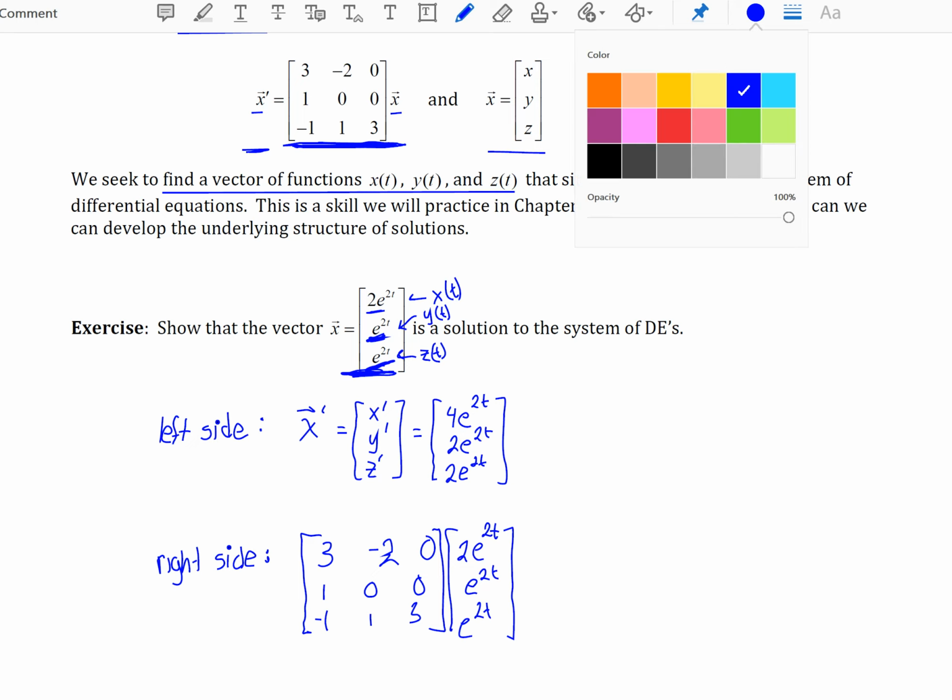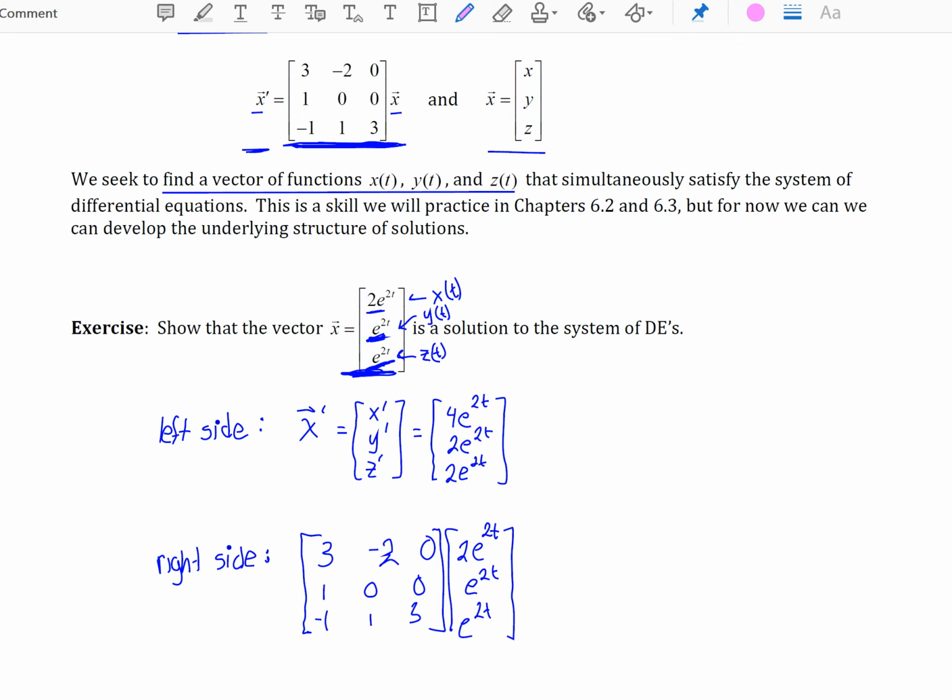Now multiplying these two matrices as we've done in the past would be multiplying this first row of the matrix A times this column, adding up these products as you go. So this would look like three times 2e to the 2t minus 2 times e to the 2t plus 0 times e to the 2t.